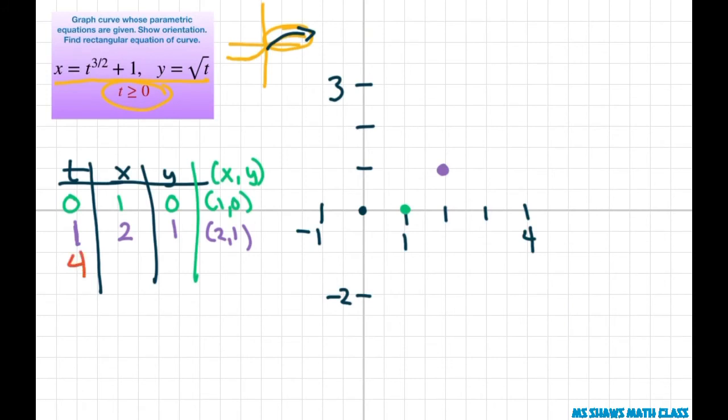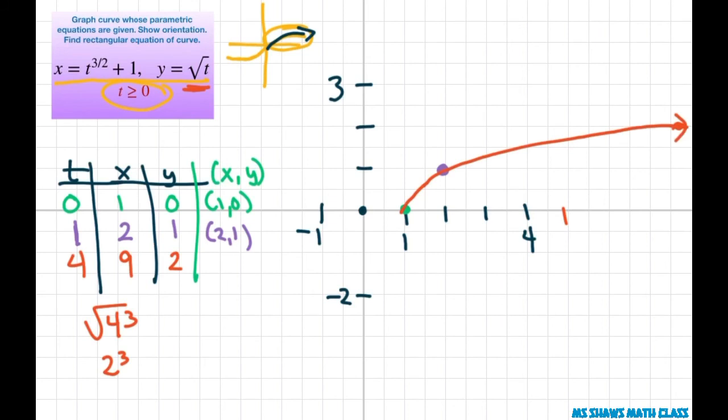Because we can take the cube root, square root of 4 cubed, basically. That's going to be 8, because you get 2 cubed, plus 1 is going to be 9. So that's going to be 9, and then the square root of 4 is 2. So we go to 9, 2. So it's way down here, and we'd go to 2. So it's way, way down here somewhere. So basically this is your curve.